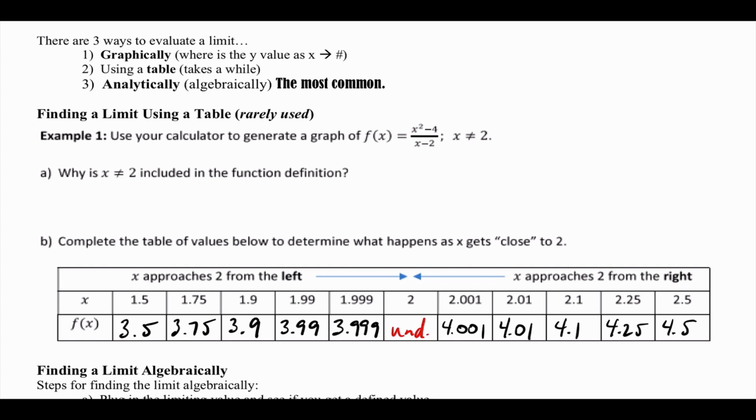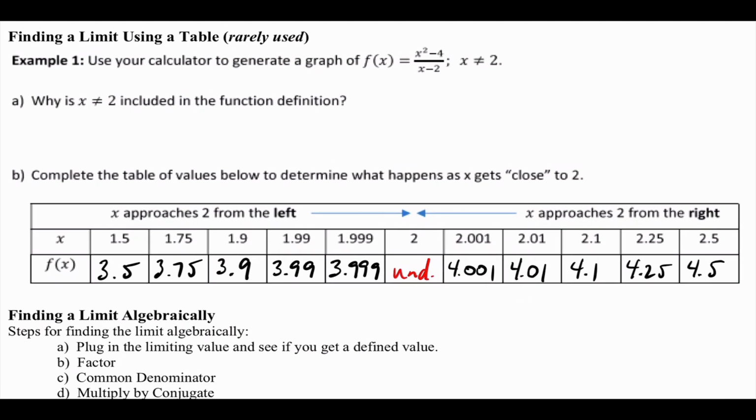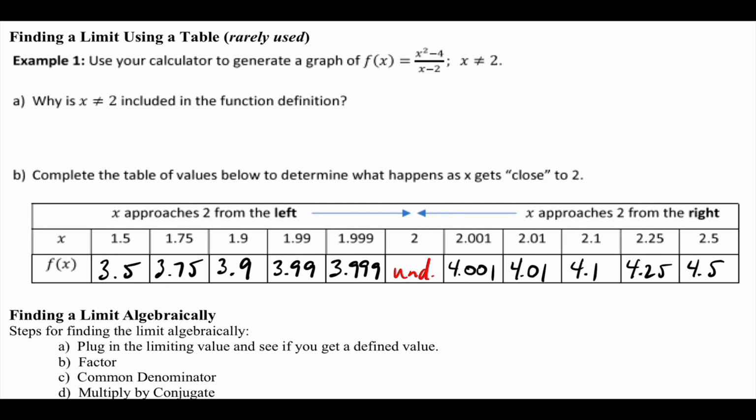2 is the only one that doesn't have a value. Why doesn't 2 have a value? Why is it undefined? Why does it make sense that 2 would be undefined? Close, you're getting there. What is special about 2 and f of x that would give me no answer? What would make it 0? Exactly. If you plug in 2 for x, 0 on top is okay.